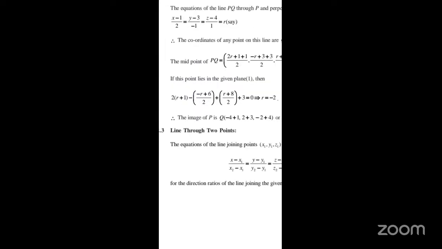Now this problem is very important in the final examination. Don't forget the line through 2 points. How do we write it? We have any 2 points, and the line joining points formula is x minus x1 by x2 minus x1 equal to y minus y1 by y2 minus y1 equal to z minus z1 by z2 minus z1. We have already learned this in the previous class, the lower session.